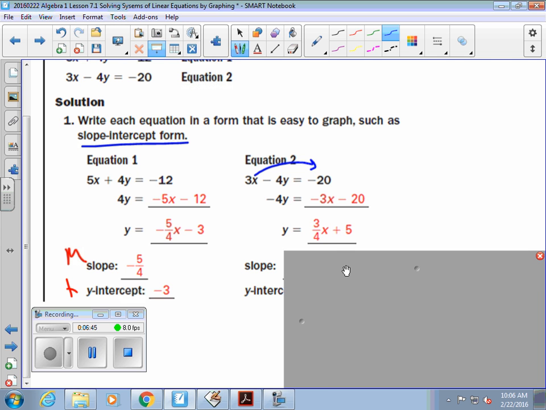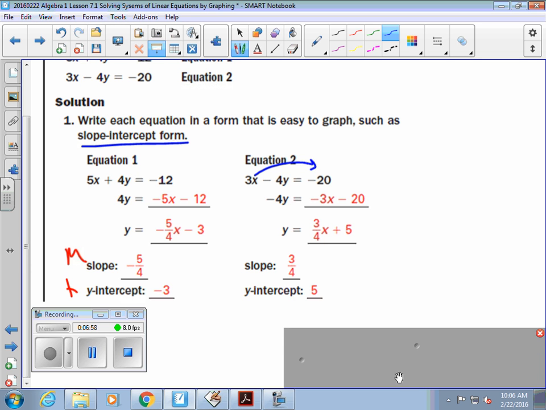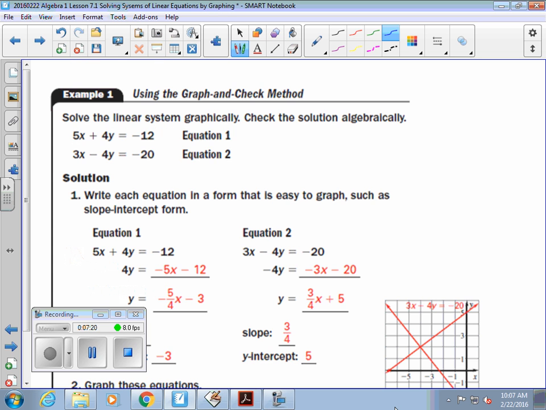Negative 3 divided by negative 4 is positive 3 over 4. Remember, negative divided by negative is a positive. And negative 20 divided by negative 4 is a positive 5. Again, a negative divided by negative is a positive. Therefore, your slope in this case is 3/4, and your y-intercept, or your b value, is 5. So we have two equations that we can graph. I have them listed as a red and a blue equation. You're probably writing in one color, which is fine. Just make sure you distinguish between the two equations.